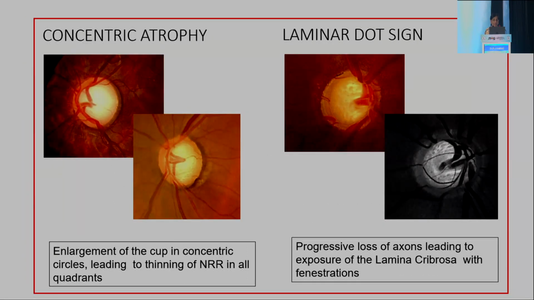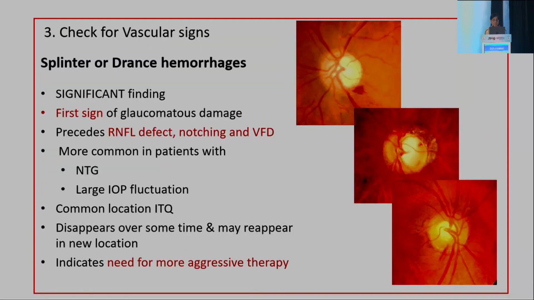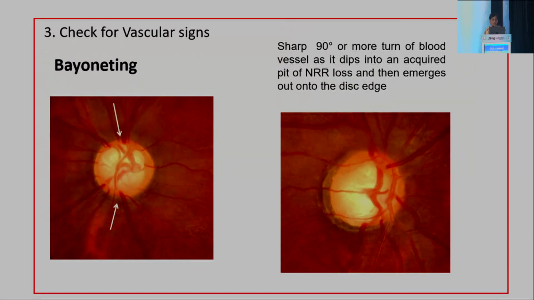Concentric atrophy and laminar dot sign can be seen because of loss of neuronal tissue. This is advanced cupping here. Check for vascular signs. This is a significant finding, a splinter or disc hemorrhage. This can be the first sign of glaucoma, and it is seen in NTG with large IOP fluctuations, and hence you need to monitor and need more aggressive therapy.